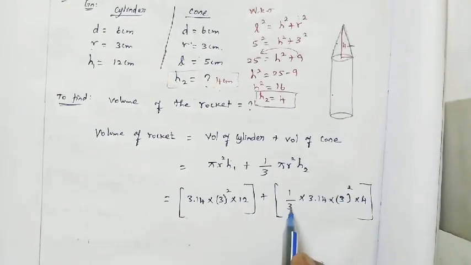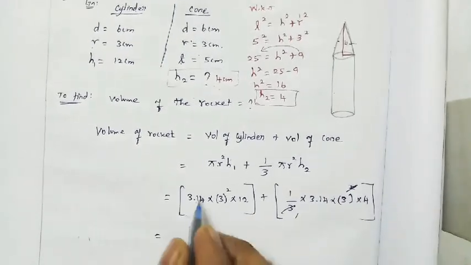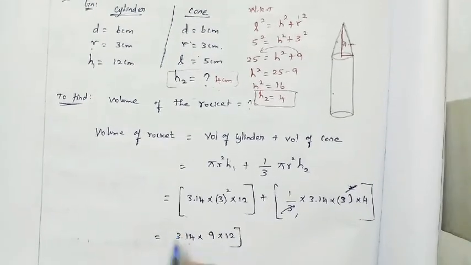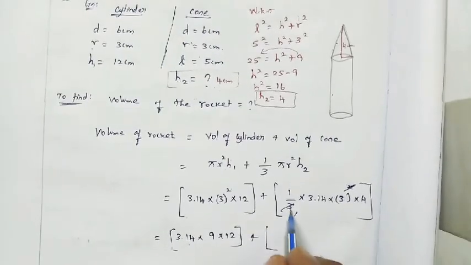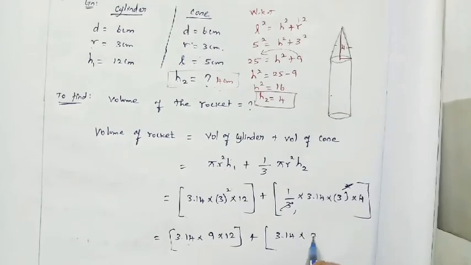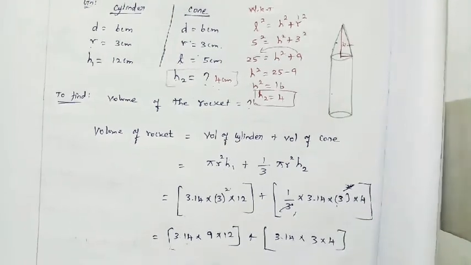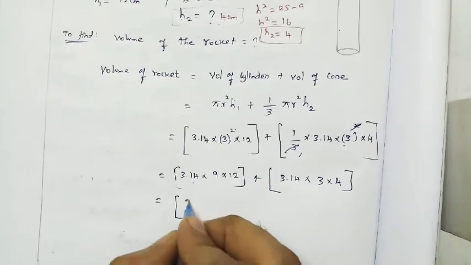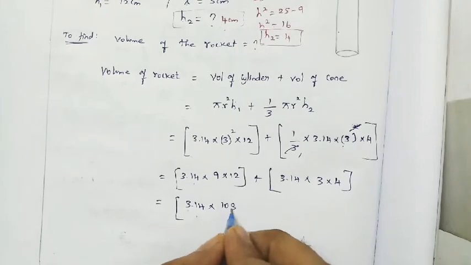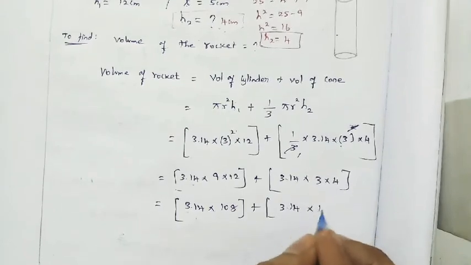See here, the 3 square and the 3 can be cancelled, so that one 3 from the square gets cancelled. Remaining 3.14 into 3 square, which is 9, into 12, right? Close the bracket, plus 1 by 3 has been cancelled. So 3.14 into 3 into 4, right? This square and this 3 get cancelled, so 3 into 4. Now multiply. 3.14 into 12 nines are 108, right? Plus 3.14 into 4 threes are 12, right?